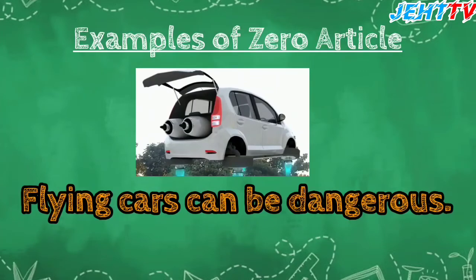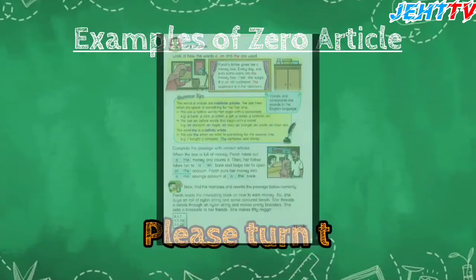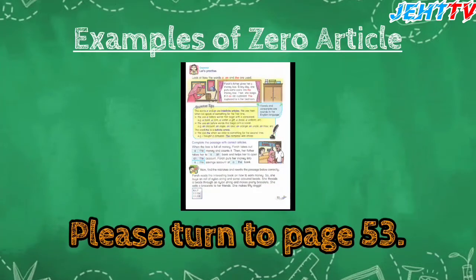As you can see in this example, we didn't put the articles a and the in front of flying cars. Another example is, please turn to page 53. As you can see, we didn't say please turn to a page, or please turn to the page, or please turn to an page. We just put zero article.